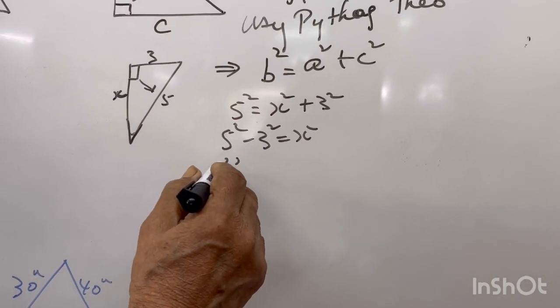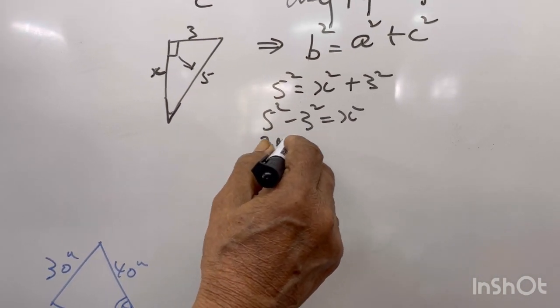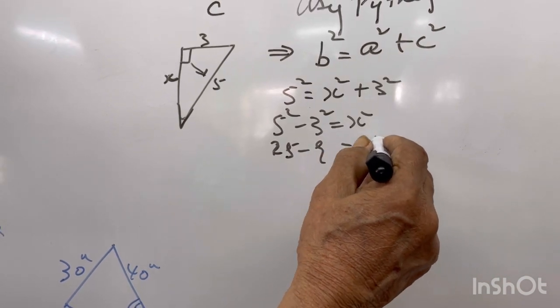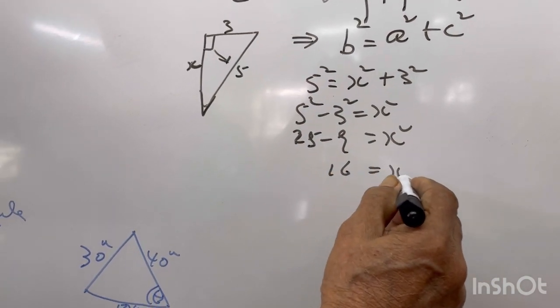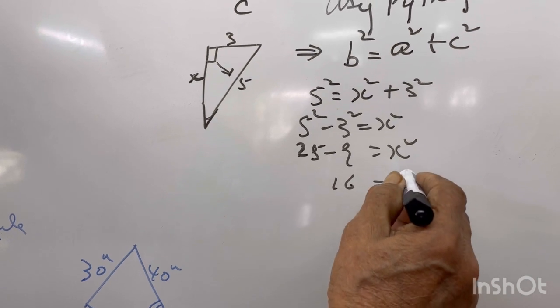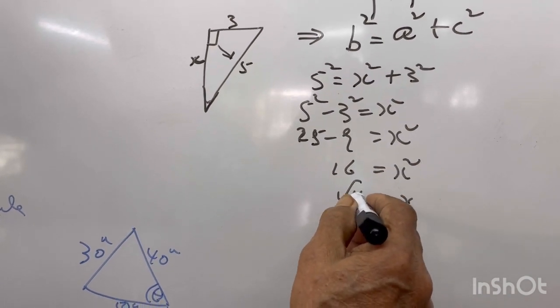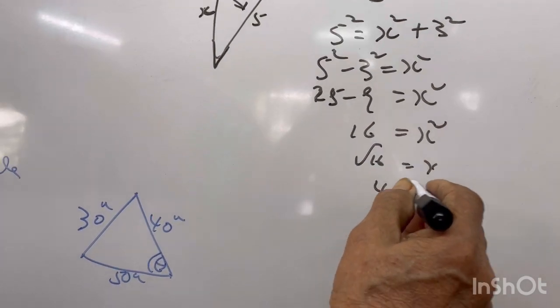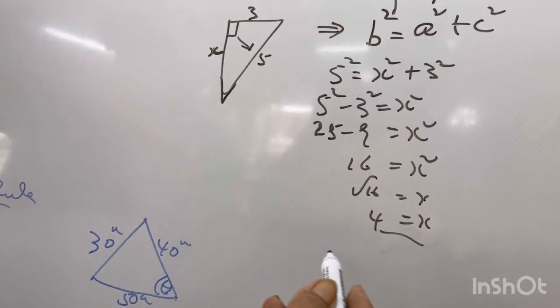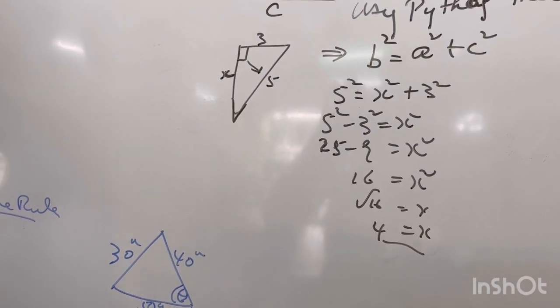So it's 25 minus 9 is equal to x squared. So 16 is equal to x squared. Get rid of this power: you root the other side, plus or minus, so you get the answer 4 is equal to x. And that's using Pythagoras theorem.